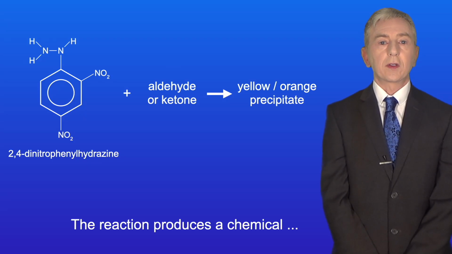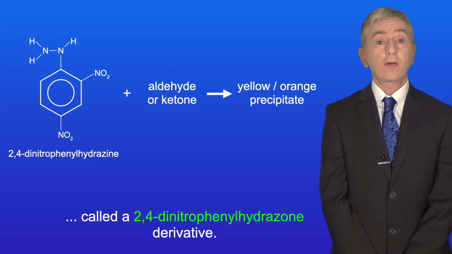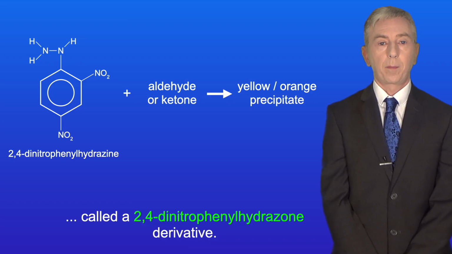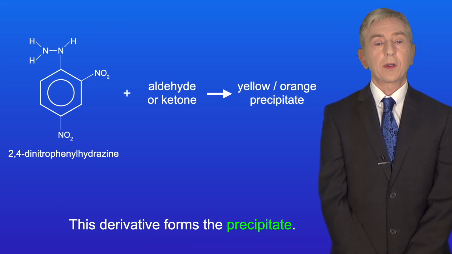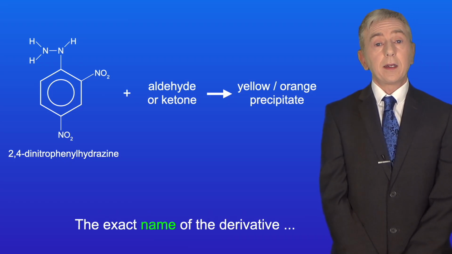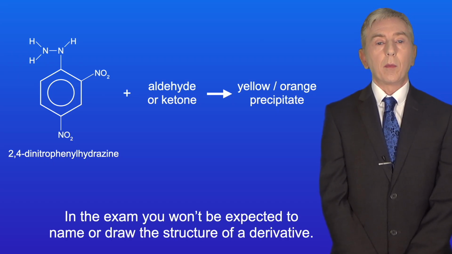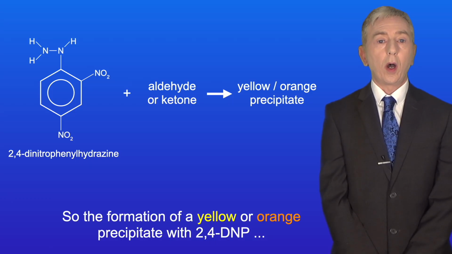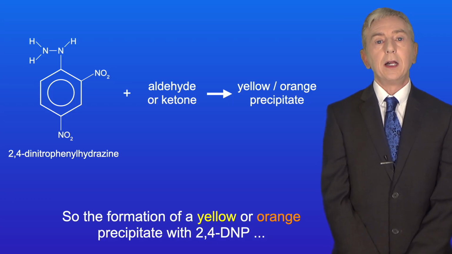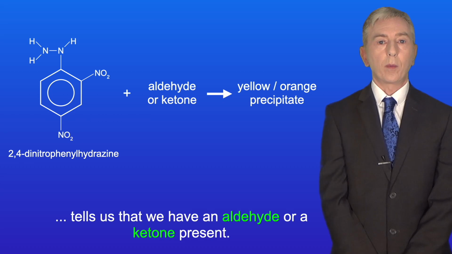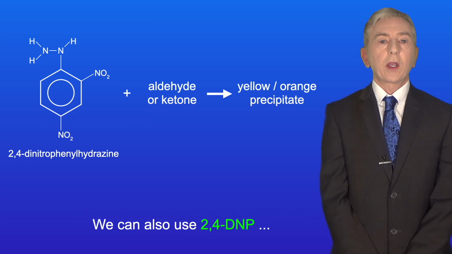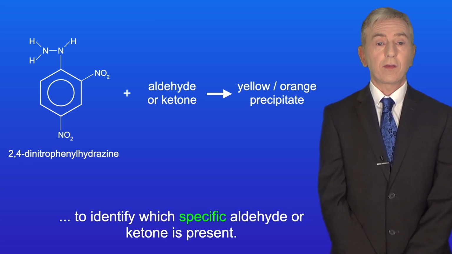The reaction produces a chemical called a 2,4-dinitrophenylhydrazone derivative, and this derivative forms a precipitate. Now the exact name of the derivative depends on the aldehyde or ketone used in the reaction, and in the exam you won't be expected to name or draw the structure of a derivative. So the formation of a yellow or orange precipitate with 2,4-DNP tells us that we have an aldehyde or a ketone present. Now we can also use 2,4-DNP to identify which specific aldehyde or ketone is present.